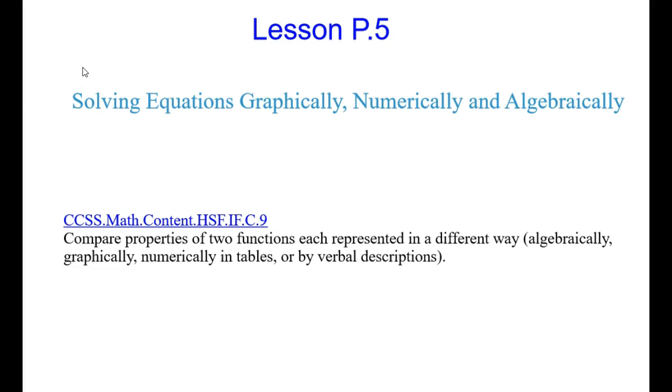Lesson P.5, Solving Equations Graphically, Numerically, and Algebraically. In this lesson, we're going to focus on solving quadratic equations by using the quadratic formula and completing the square. We'll discuss and review how to use a graphing calculator to find the zeros of a function or to approximate the zeros of more complicated functions together in class.